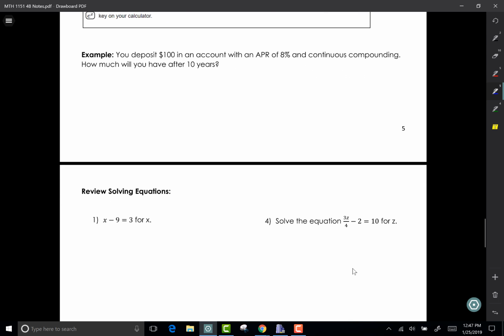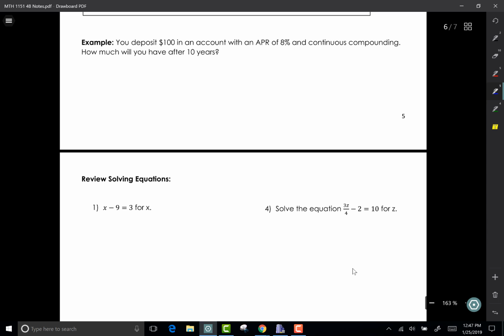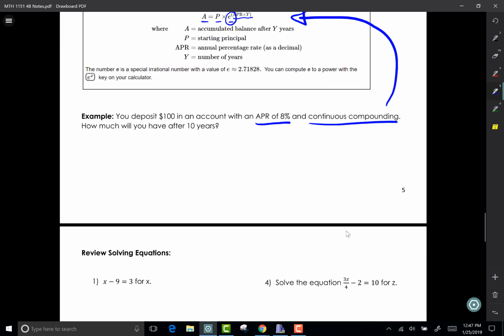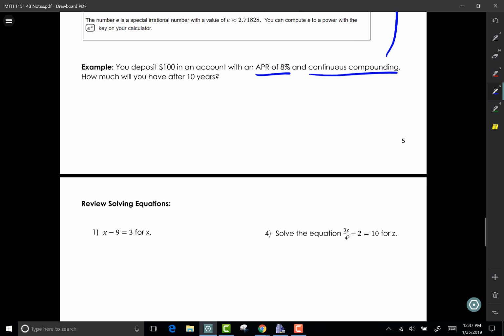Okay, so an example to illustrate continuous compounding says we're going to deposit $100 in an account with APR of 8% and is continuously compounding. As soon as I see continuous compounding, I know I need to use this formula, not the previous formula that we've been using. How much are we going to have after 10 years?